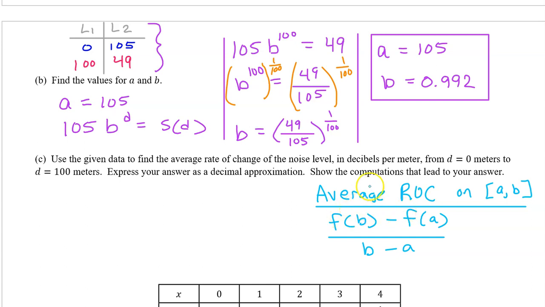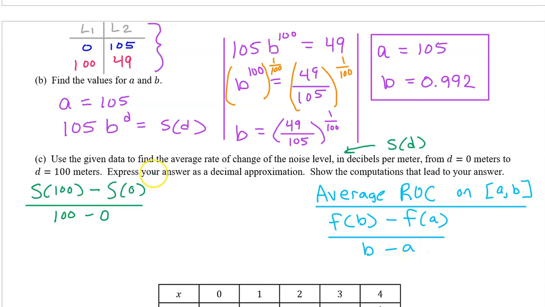Remember the formula for the average rate of change on the interval from a to b? It's f at b minus f at a divided by b minus a. Our noise level model was called S of d. So the average rate of change of S of d on the interval from 0 to 100 is going to be S at 100 minus S at 0 divided by 100 minus 0. So we don't have an exact equation for S of d. What we have is the regression model that we just found in the calculator.